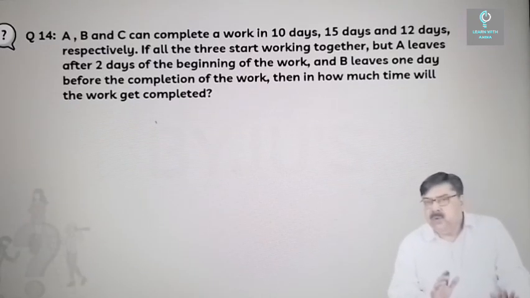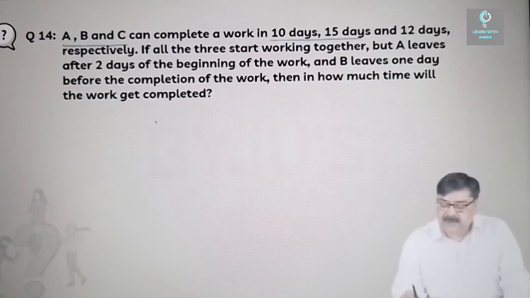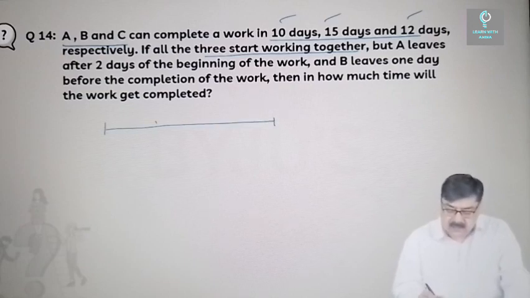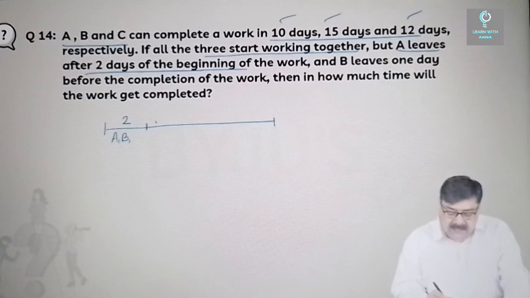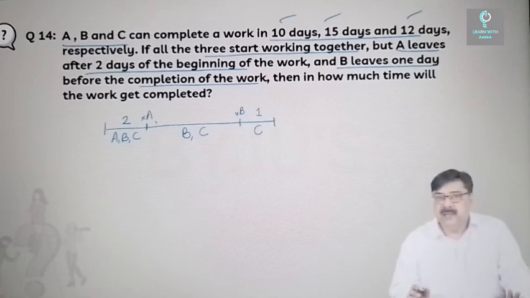Now, let's look at one more variety here. A, B and C can complete a work in 10, 15 and 12 days. 10, 15, 12, LCM 60. If all the three start working together, now this is how the story goes. But A leaves after 2 days of the beginning of the work. This is given to us that for the initial 2 days, A, B and C, all the three persons worked. And then A left after 2 days. And also B leaves 1 day before the completion of the work. In between, after A is gone, in this particular duration, B and C are working. Then B leaves, then in the last 1 day, C alone is working. So this is the story for us.